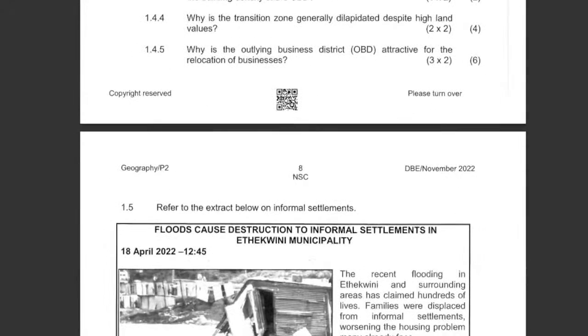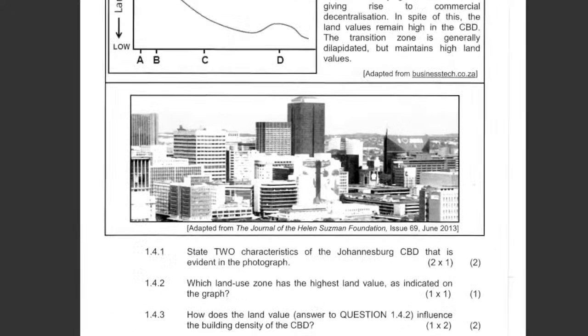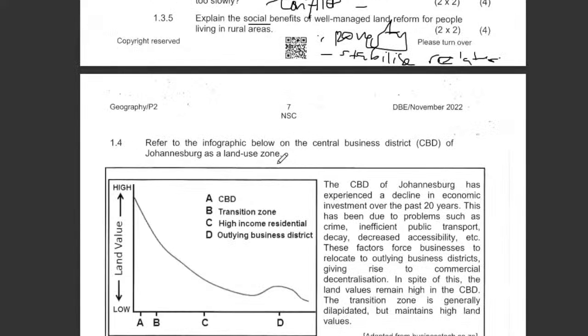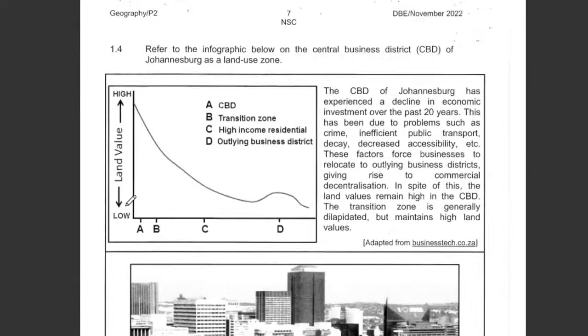Okay. We got the second question, or another question, that refers to the infograph below of a central business district of Johannesburg as a land use. So we come here, the graph is indicating from low to high the land value, and A, which we said is the CBD, B is the transition zone. You can see the profile of the urban area going outwards. And they're showing you that the land value in A is high, in B it is still high, but not reaching A, and so on and so forth. As you go outwards, the land value declines.